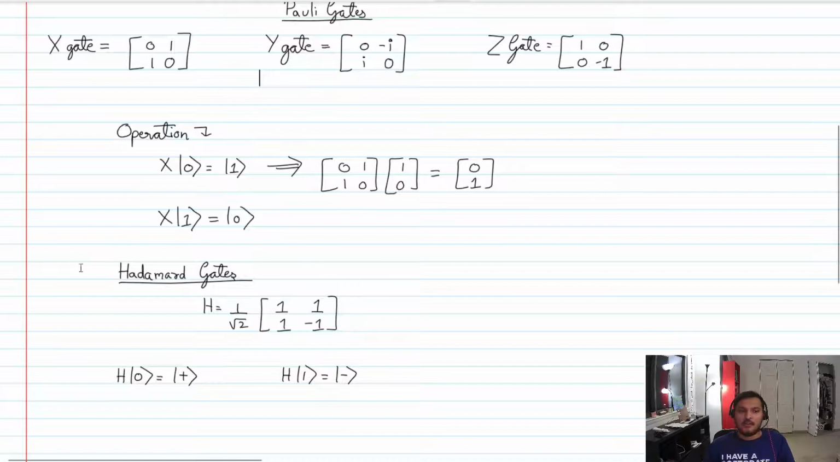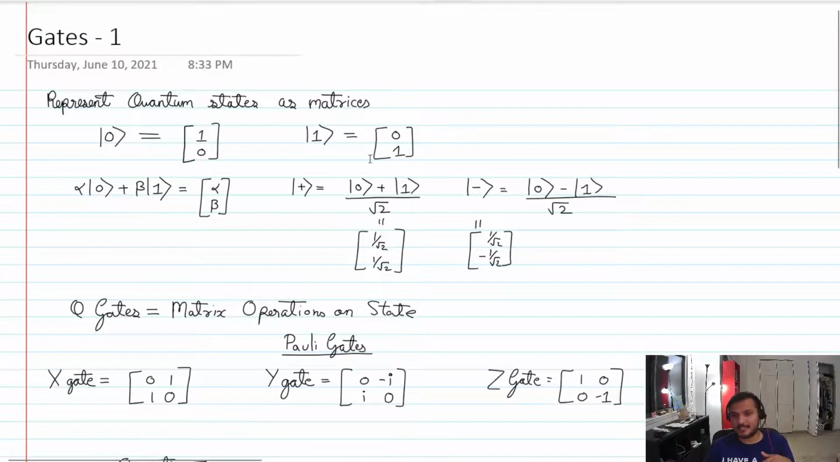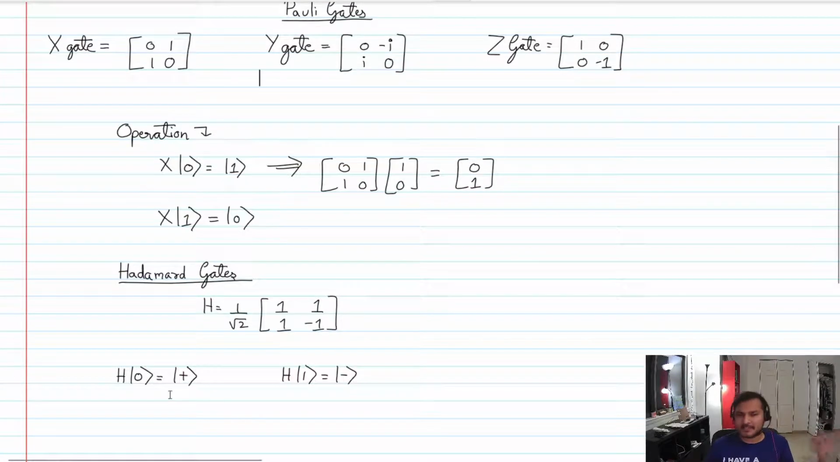So another important one that you will see quite a lot is this Hadamard gate. I hope I got the spelling right. And this gate looks like this. What it does is it takes the 0 state to make it the plus state, and it takes the 1 state to make it the minus state. So plus and minus states are these. That is why I said 0 is equivalent to plus and 1 is equivalent to minus, because the action of the Hadamard gate takes us from the 0, 1 basis to this plus and minus basis. And you will see the Hadamard gate quite a lot.